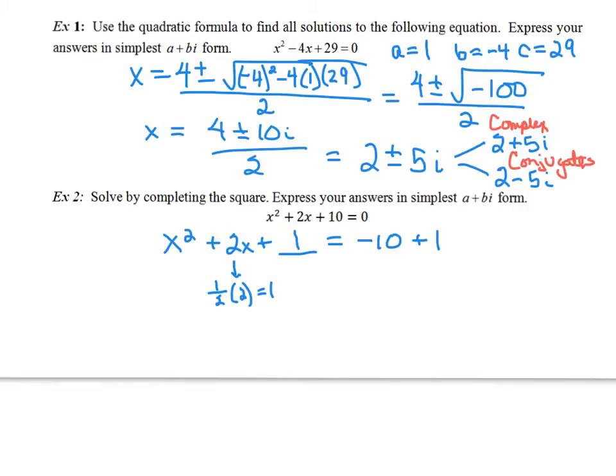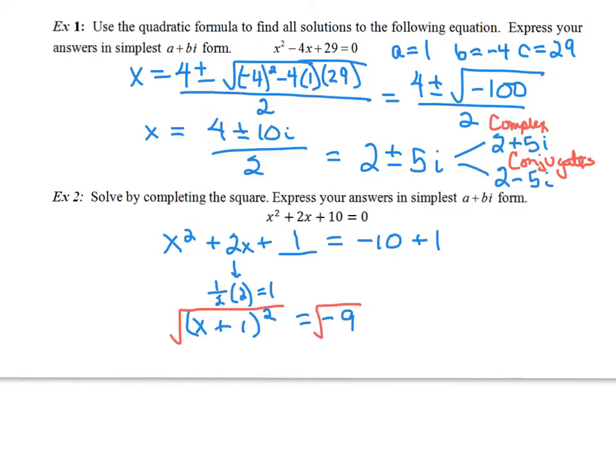So if I've added 1 to the left side, make sure we also add it to the right side. On the left side, this trinomial is now a perfect square trinomial. So let's factor this. It would factor into x plus 1 times x plus 1. But of course, since it's a perfect square trinomial, I can write that as x plus 1 squared. On the right side of the equation, negative 10 plus 1 is giving me negative 9. My next step is to take the square root on both sides of the equation because I'm trying to solve for x.